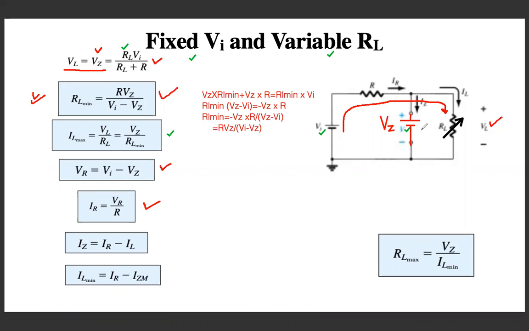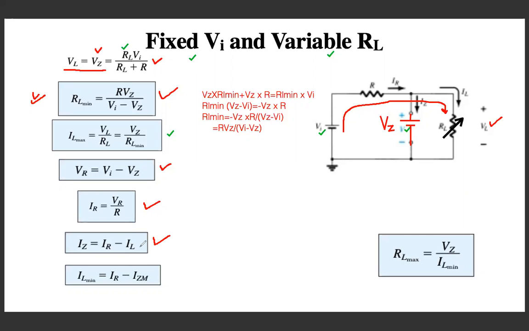Now if this is our equivalent circuit, with IR, IL, IZ, then IR is simply the sum of these two currents. So the current through the Zener diode will be equal to the total current through the resistor minus the current through the load resistance. So we have written that equation here. Now we will use this equation to check something.